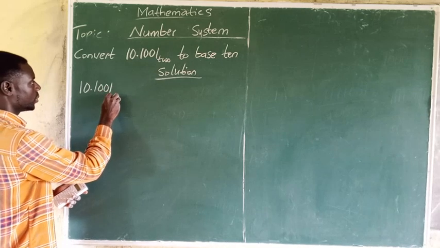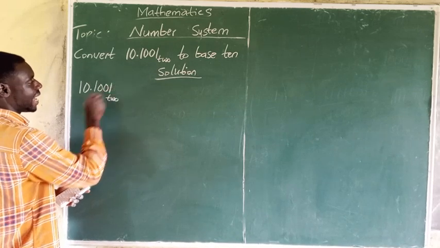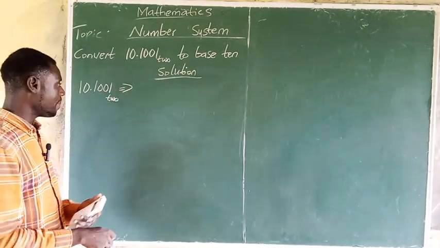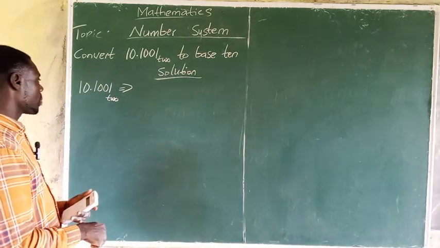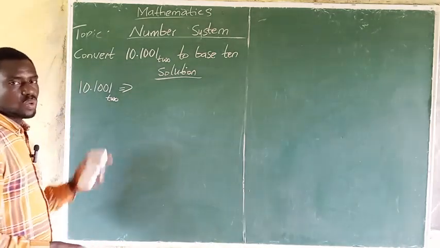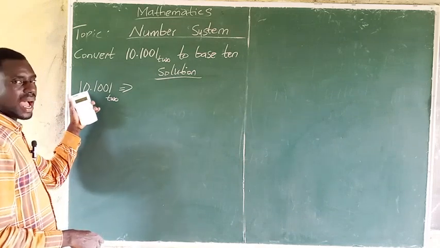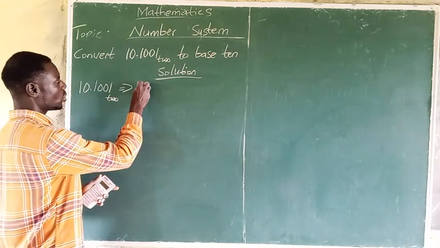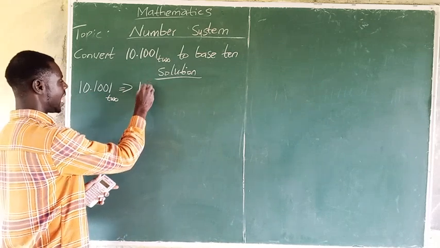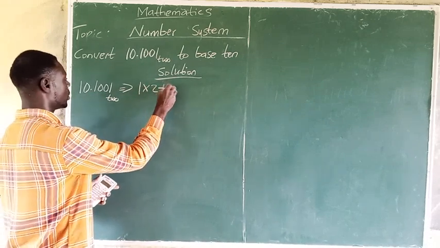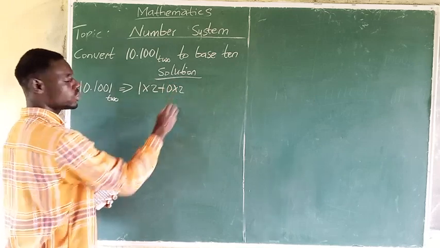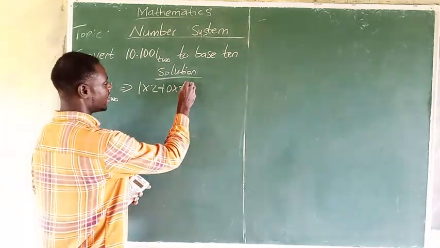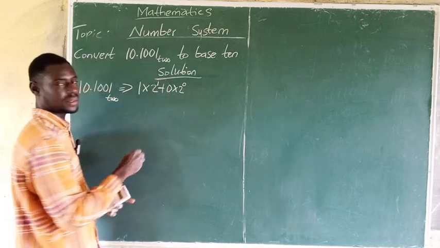10.1001 base 2. Now, you put it in an expanded form. In an expanded form. Remember, it is in base 2. So you put it in an expanded form. Start with the tens and the unit before you go to the decimal part of it. So you have 1 times 2 plus 0 times 2, right? Remember, before the decimal, you start by saying 0, 1.